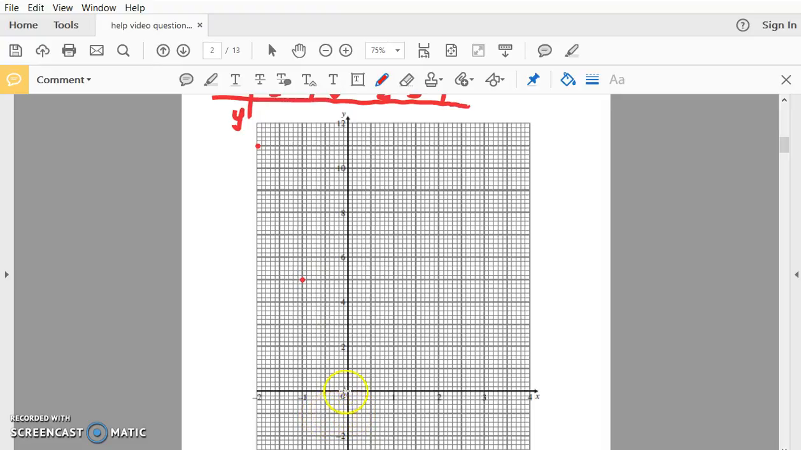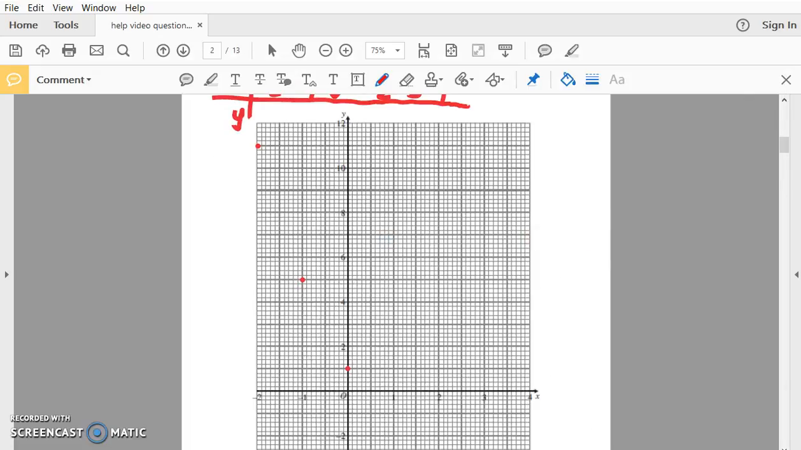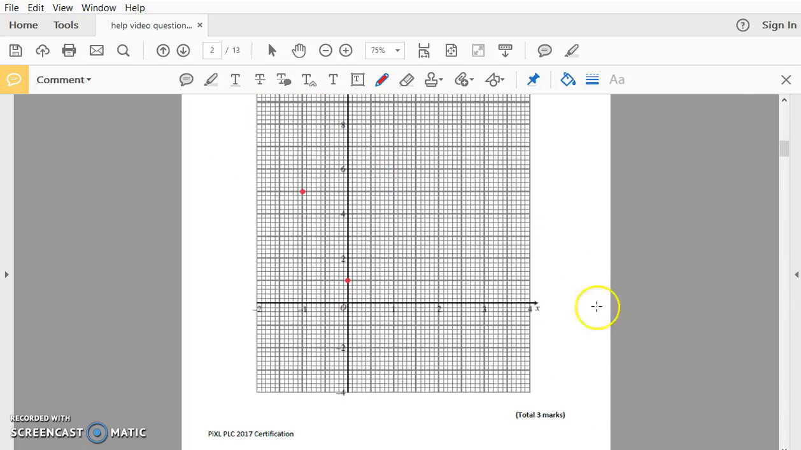Minus 1 is at 5. 0, we are at plus 1. 1, we're at minus 1. 2, we are also at minus 1. 3, we go up to plus 1. And 4, we are at 5.